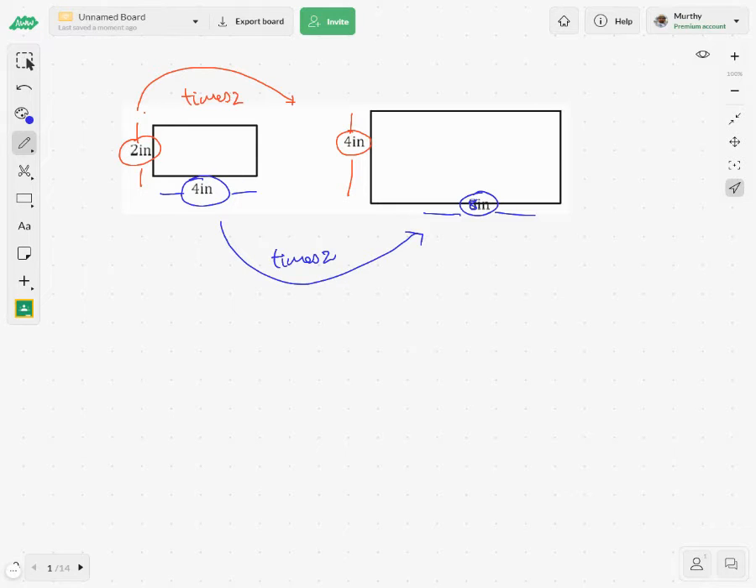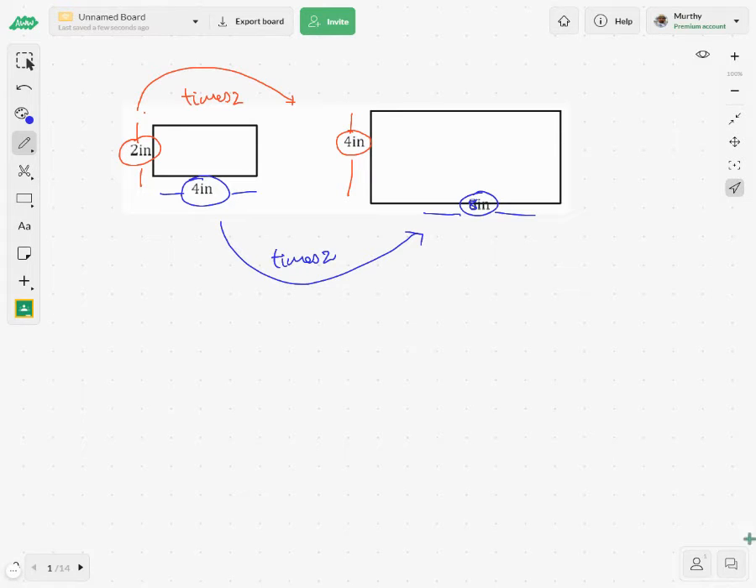Therefore, you can say that if you multiply the sides of the first rectangle, any side, let it be length or width, by 2, you get the sides of the second rectangle. This leads us to the ratio of similarity. This is the ratio of the sides of the smaller shape to the sides of the larger shape. These two have a ratio of 2 over 4 or 1 over 2.